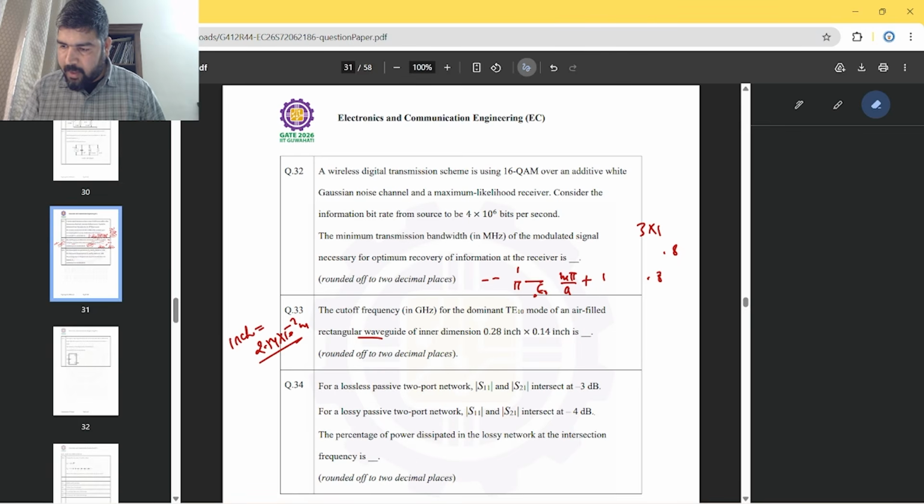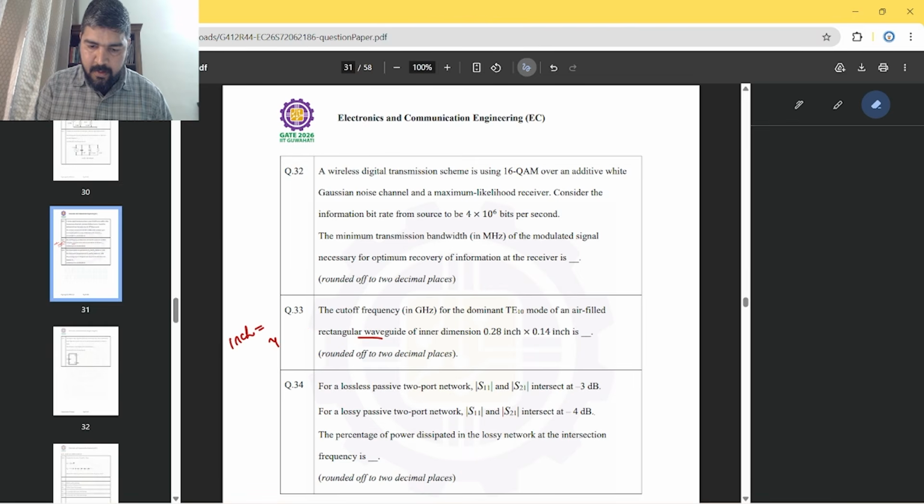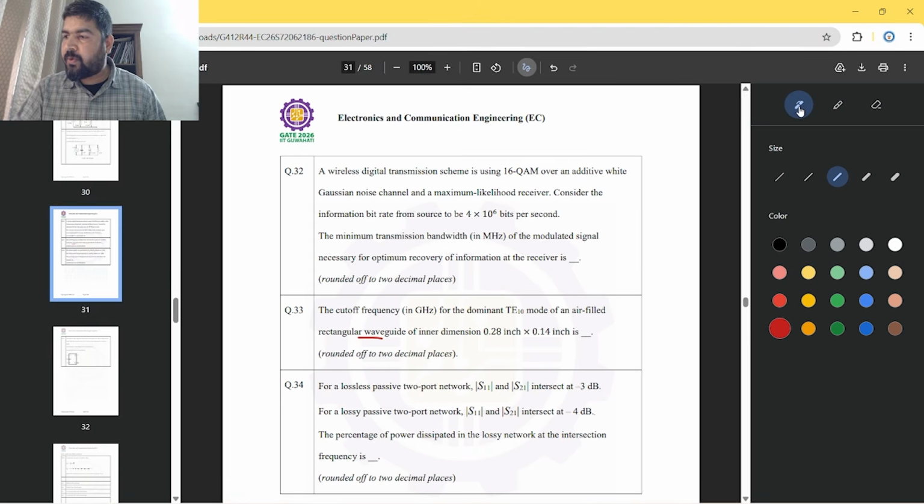Okay, this question number 34 is based on scattering parameters, and it is given that for a lossless passive two-port network, S11 and S21 intersect at minus 3 dB, and for a lossy two-port network they intersect at this point.